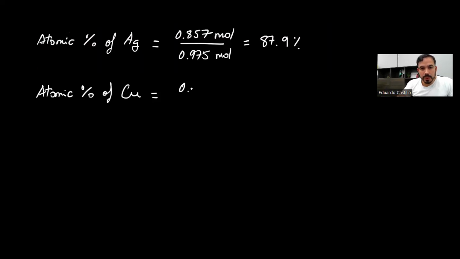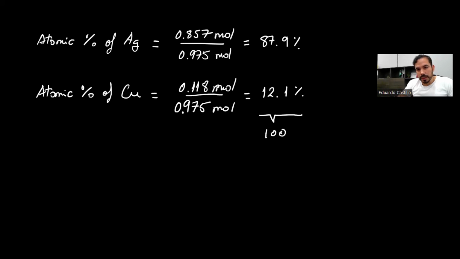And the atomic percentage of copper will be 0.118 of copper divided by the total number of moles, which is 0.975 moles, and this is equal to 0.118 divided by 0.975, 0.1210, so 12.1%. And the total would be, of course, the 100%. Okay, so we have A, which is the percentages of silver and copper atoms in this alloy.